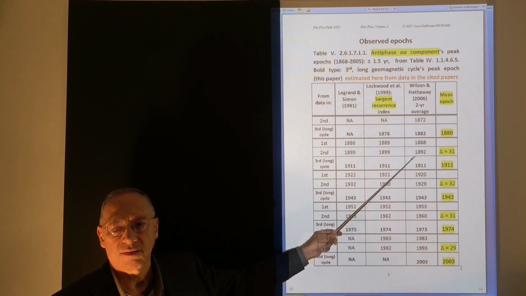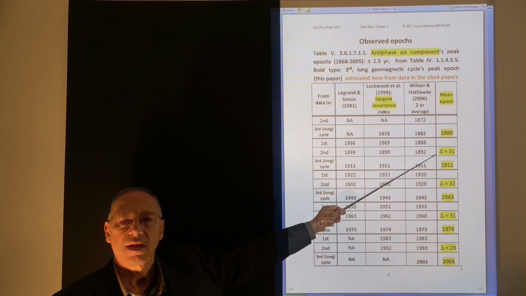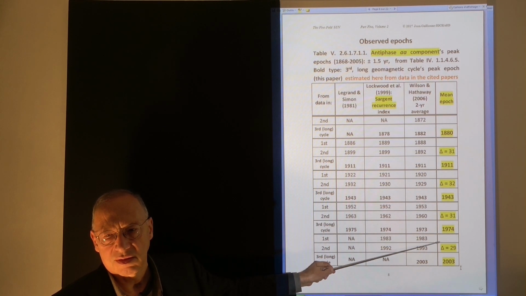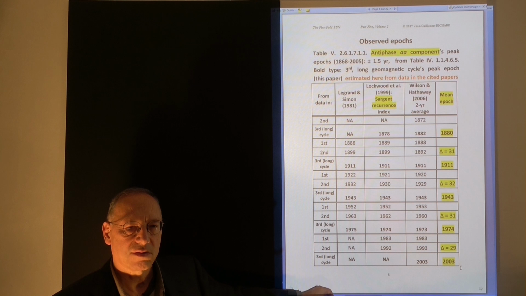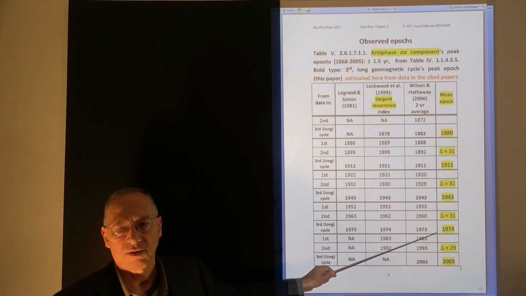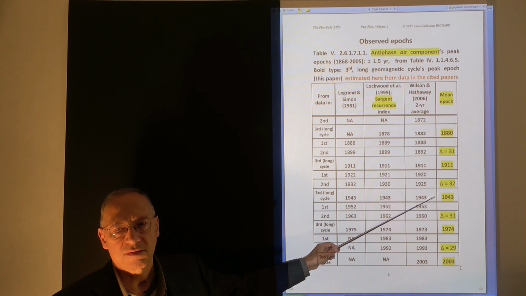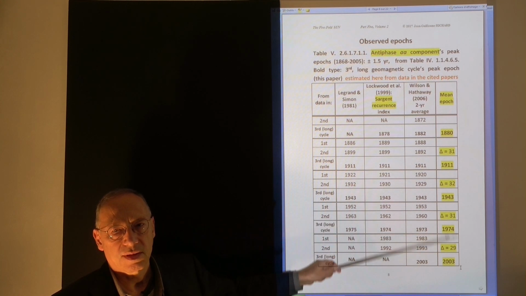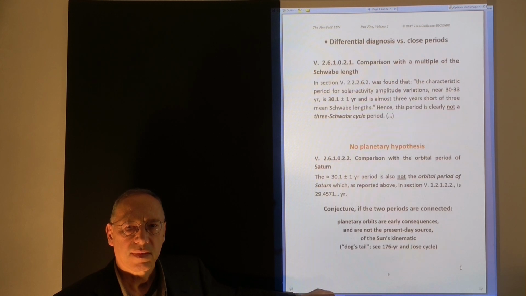We find for these sets of 3 intervals of 31 years, 32 years, 31 years, and 29 years, which average out approximately at our central value. And you see the base epochs, the peak epochs, they are 2003, 1974, plus or minus 1 year, 1943, etc. This is how far back we can go in the AA record.